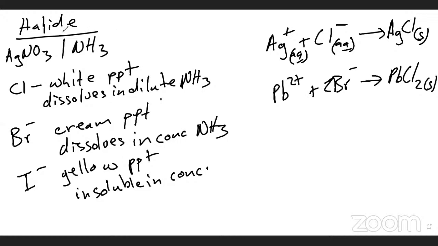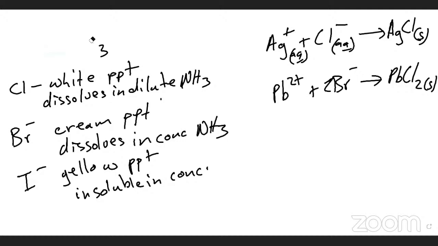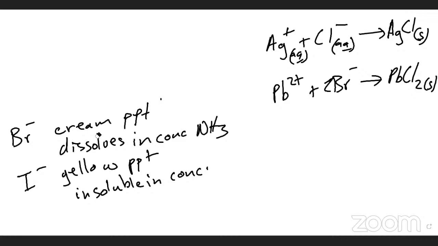I'm going to erase the left-hand side. Quickly again, you have Pb2+ plus 2Br- and you get lead bromide, so it would be PbBr2. So Cl- is white, Br- is cream, I- is yellow. With ammonia, chloride dissolves in dilute ammonia, bromide dissolves in concentrated ammonia, and iodide is insoluble in ammonia.